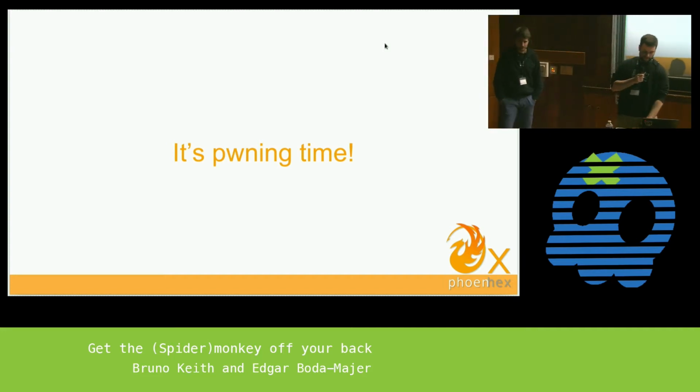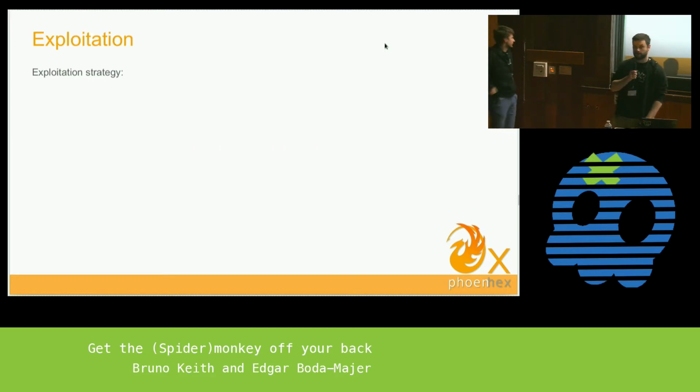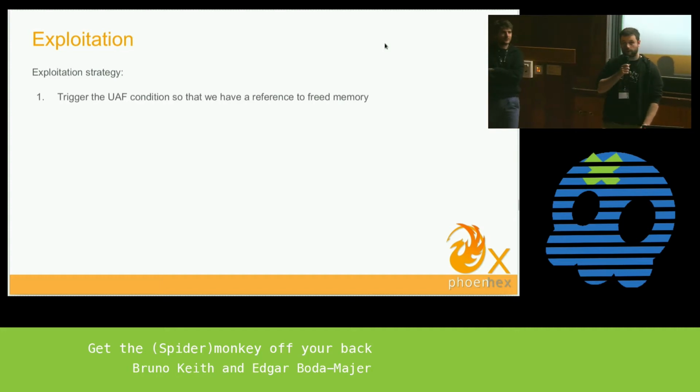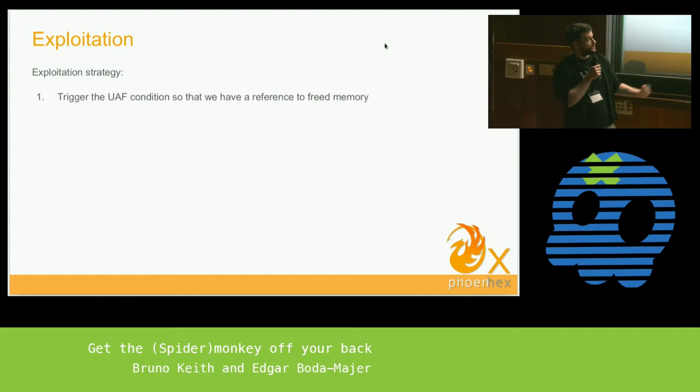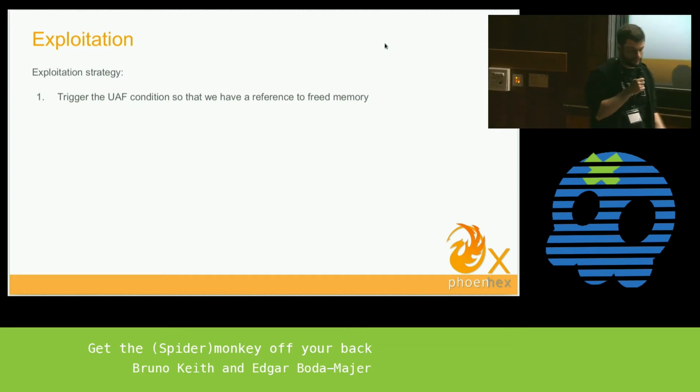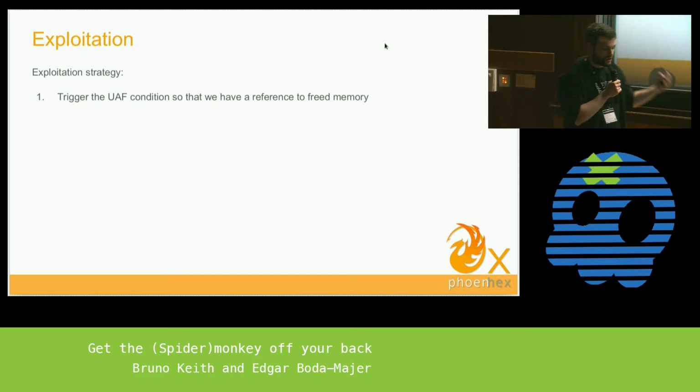Okay, so now we should have what we need to actually write an exploit. First we'll devise the exploit strategy. First off, we trigger the use after free. As we said, we'll call add reference 2 to the power 32 times, and then call drop reference to make sure the memory is freed, while we still have a reference to it.